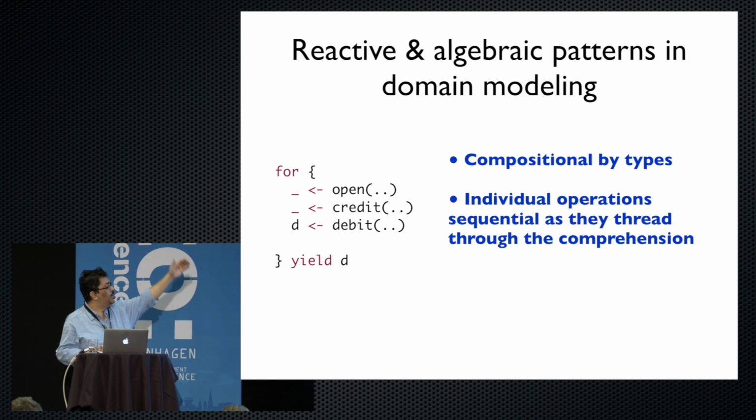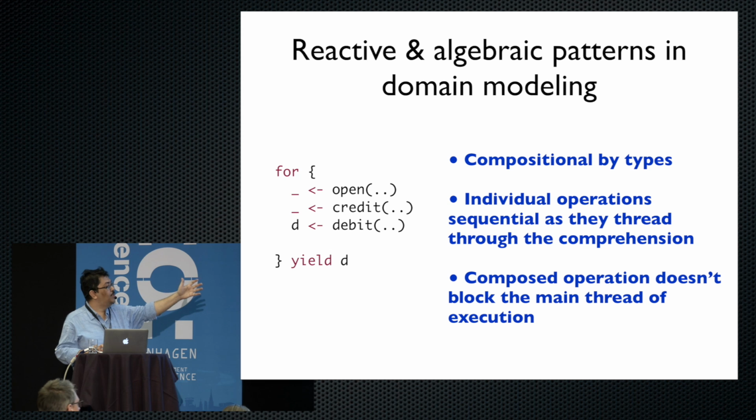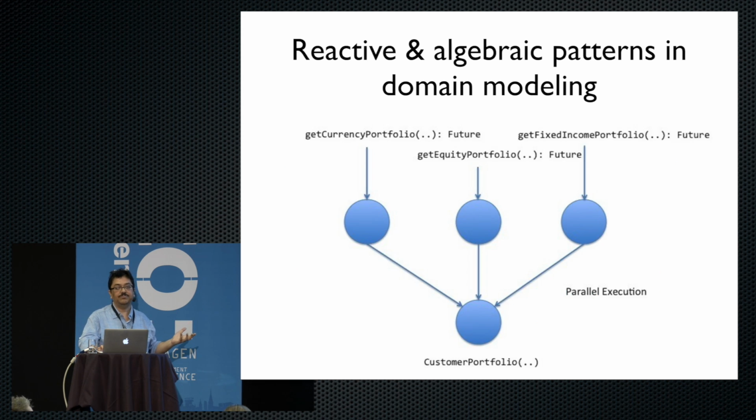Individual operations are sequential, because it doesn't make sense to make each of them parallel, right? Open, credit, debit, each of them going parallel doesn't make sense. So the individual operations are sequential. But what we gain is the composed operation returns a future, and hence it doesn't block the main thread of execution. This is an interesting pattern in domain modeling, where despite the fact that all the operations return future, they have to be executed sequentially, but still the main thread of operation doesn't get blocked.